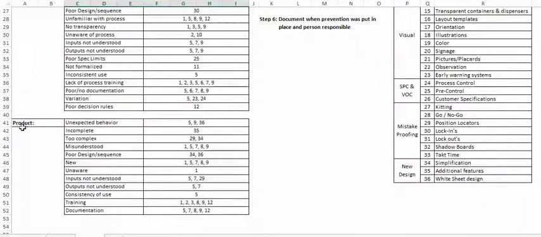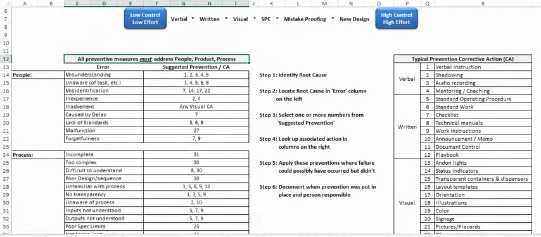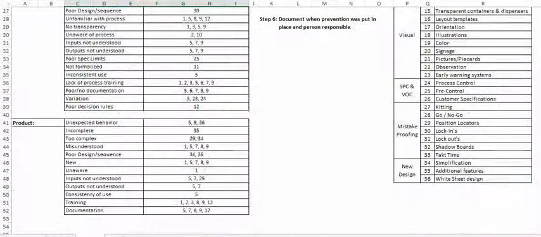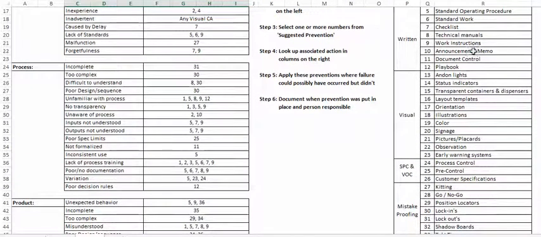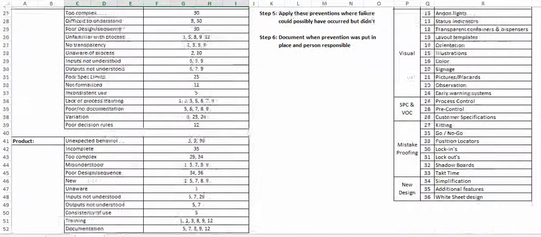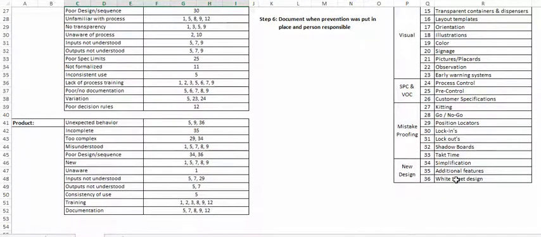And then finally the product, perhaps we've got unexpected behavior. So we would look at implementing items 5, 9, and/or 36, and if we look at 5, that's an SOP. So we've got perhaps something that's unexpected, maybe an SOP is in order. Number 9 might be some work instructions, or 36 might be a new design if you've got unexpected and therefore uncontrollable behavior.